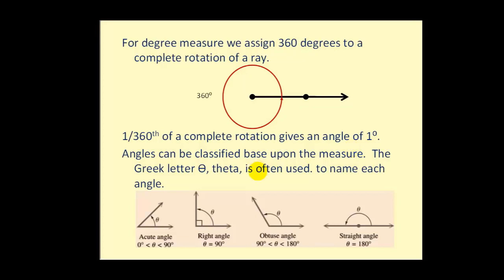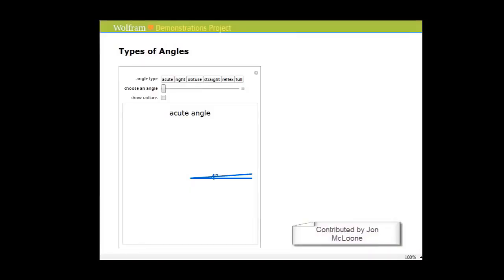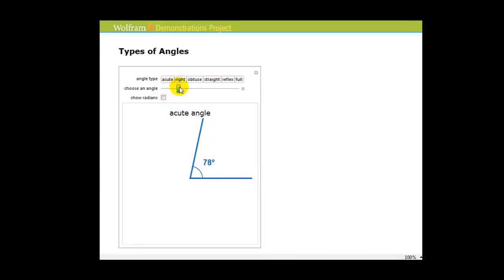Angles can be classified based upon their measure. The Greek letter theta is often used to name each angle. So let's take a look at the different types of angles. If an angle measures between 0 and 90 degrees, as we see here, it's called an acute angle.